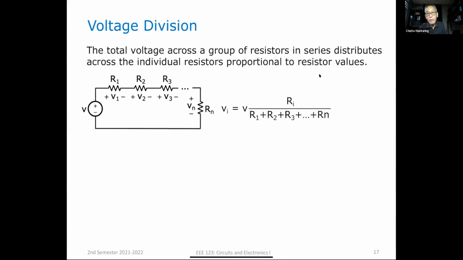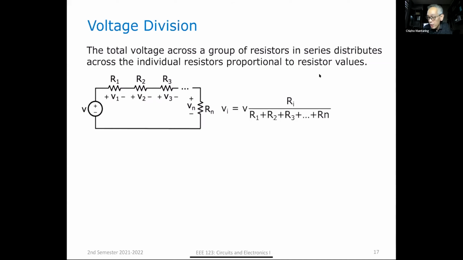Okay, we have two more topics to discuss: voltage division and current division. Let me speed up a little bit. Voltage division: the total voltage across a group of resistors in series distributes across the individual resistors proportional to resistor value. Intuitively, it makes sense.